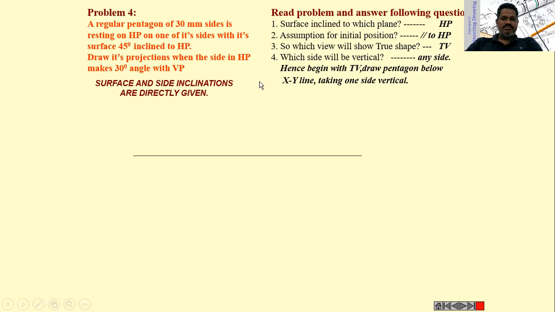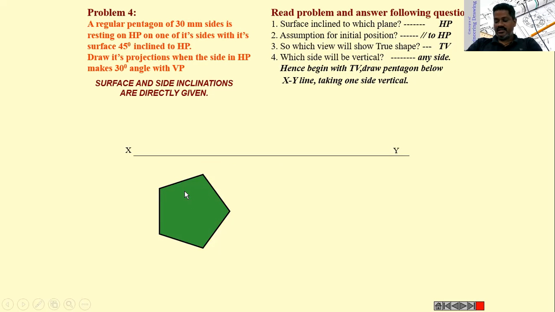Okay, then let me move further, draw an XY line. Then draw the top view first because we assumed that the regular pentagon of side 30 mm is parallel to the horizontal plane initially. We need to assume that the pentagon is parallel to the horizontal plane. Then draw the true shape. One edge of this pentagon is perpendicular to the vertical plane like this.